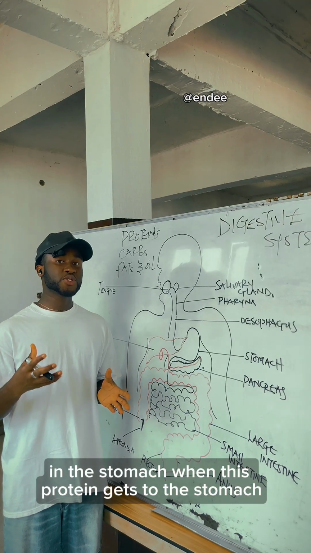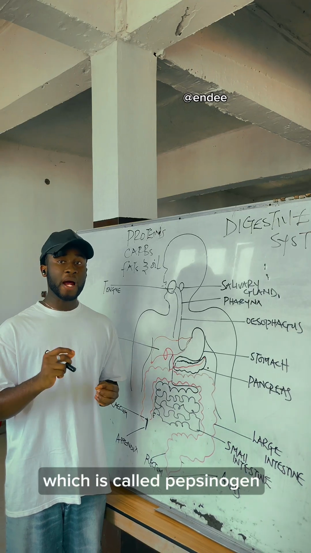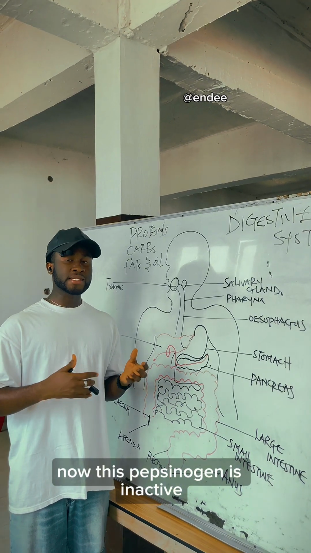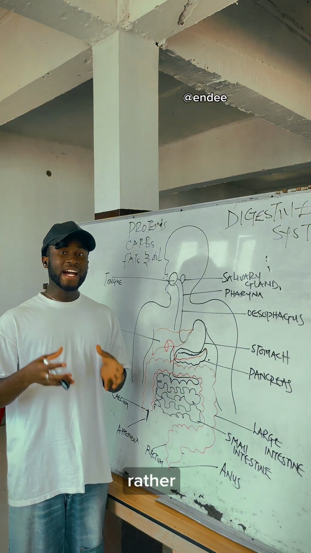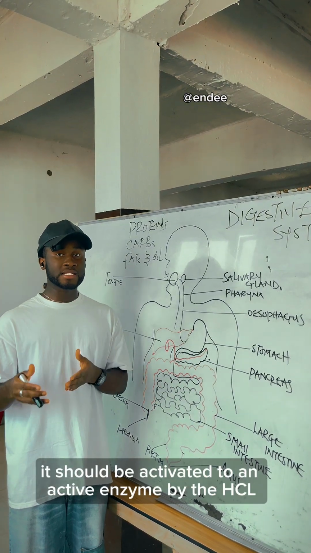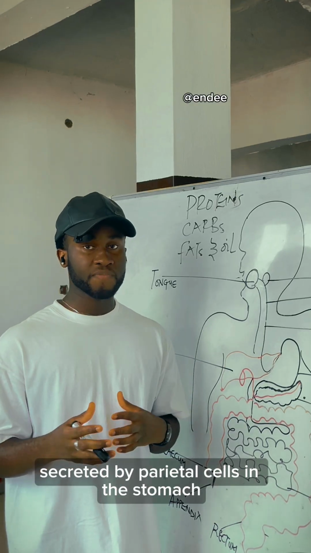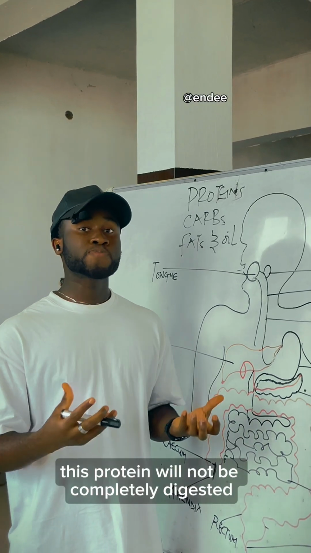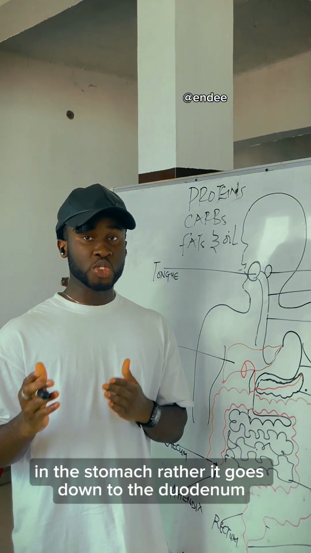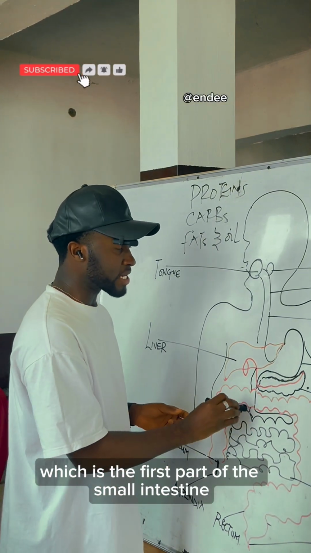When this protein gets to the stomach, there is an enzyme secreted by the chief cells which is called pepsinogen. Now, this pepsinogen is inactive, meaning that it cannot do any function on the protein. Rather, it will be activated to an active enzyme by the HCl secreted by parietal cells in the stomach. This active form of pepsinogen is called pepsin. This protein will not be completely digested in the stomach. Rather, it goes down to the duodenum, which is the first part of the small intestine.